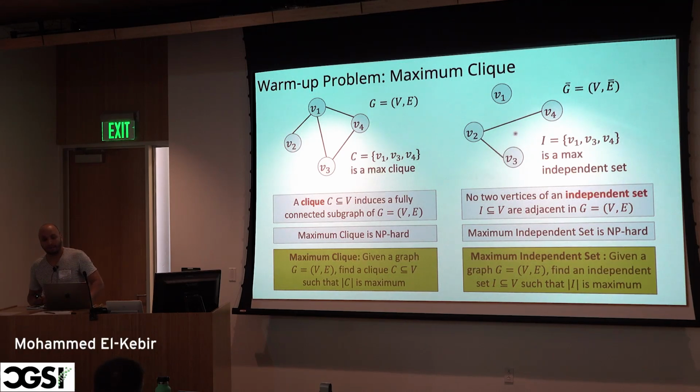And an independent set is a subset of vertices. In this case, V1, V3, and V4 form an independent set, meaning that there's no edge connecting any pair of vertices in that set. So that's an independent set. So the two problems are equivalent, and I'm going to be using maximum independent set to solve the max clique problem. And this is how you can do it.